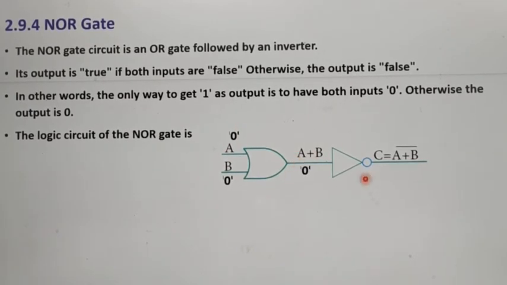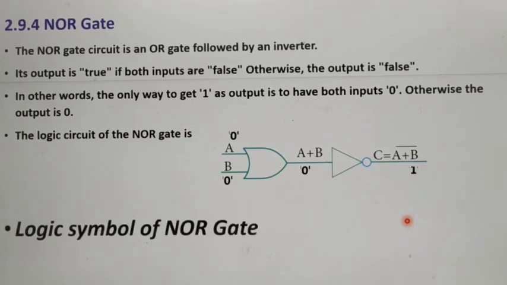Next, it is going to negate NOT of A or B. So NOT of 0 is equal to 1. Otherwise, the output is 0. For all remaining possibilities, the output will become 0. This is the logic circuit for NOR gate.